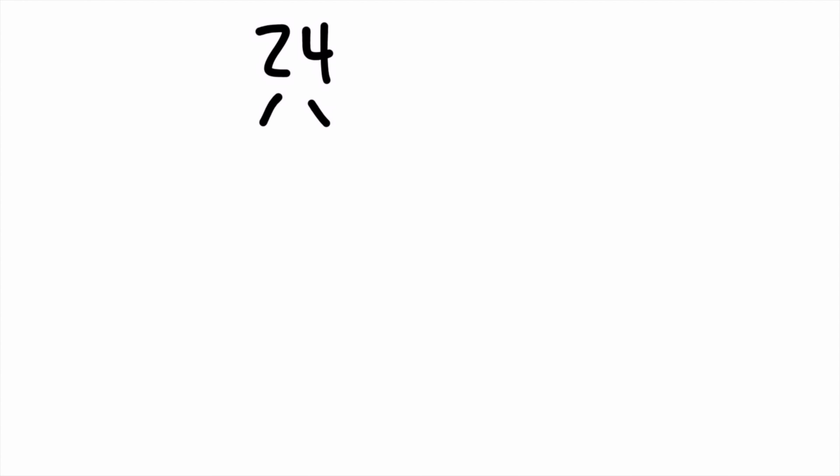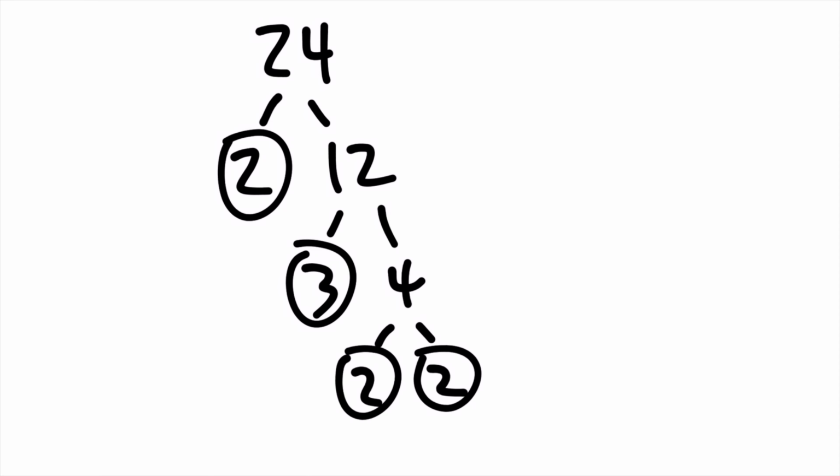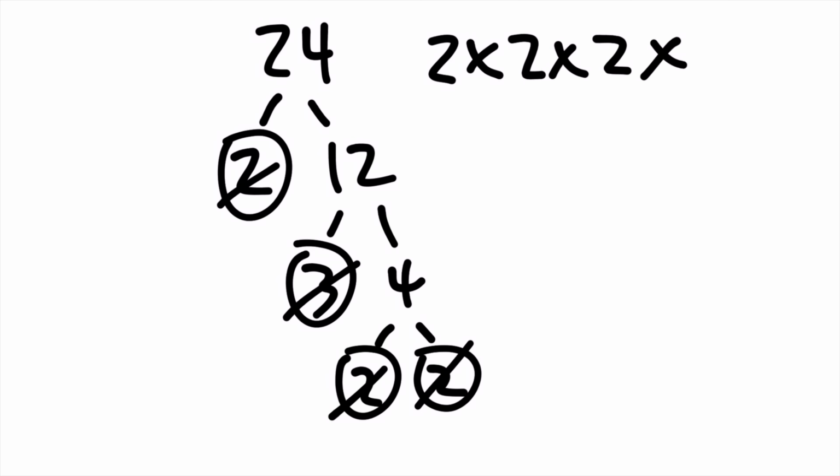To begin, I'm going to do 2 times 12. Now I'm going to circle the 2 because 2 is prime, and then I'm going to break down 12 as 3 times 4. I'm going to circle the 3 because it's prime, and then I'm going to break down 4 as 2 times 2. I'm going to circle the 2's there because they are prime. And so what I'm going to do here is write 1, 2, 3. So I've got 2 times 2 times 2 times 3.